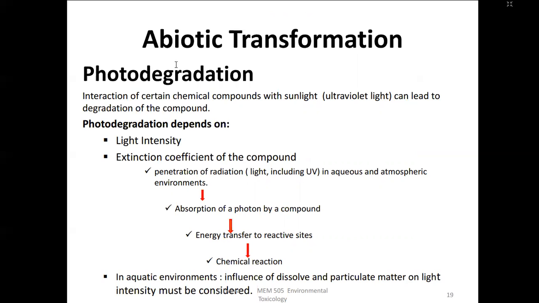The things that will determine how fast the reaction takes place are the ones listed below. One, there's light intensity. How much light is present will determine how fast the reaction takes place.